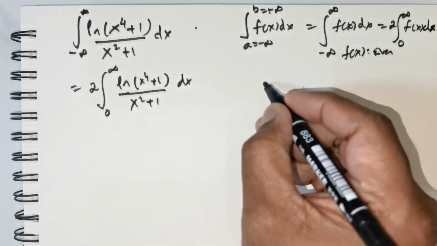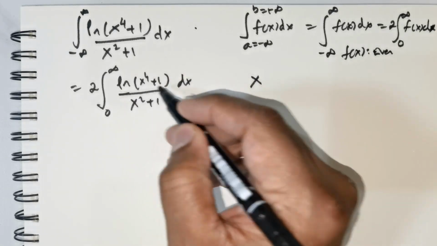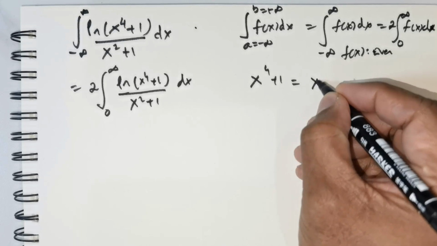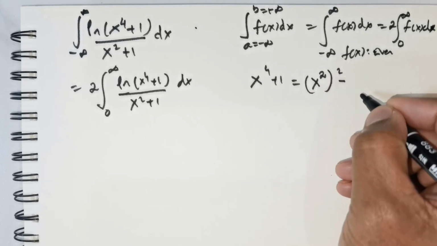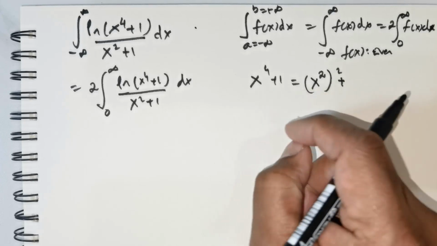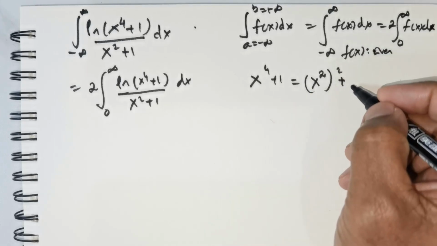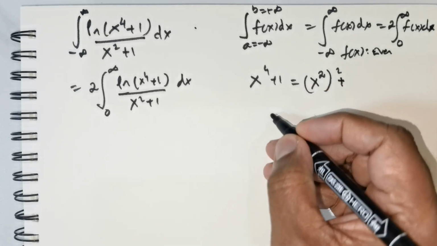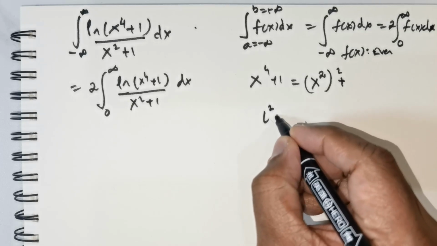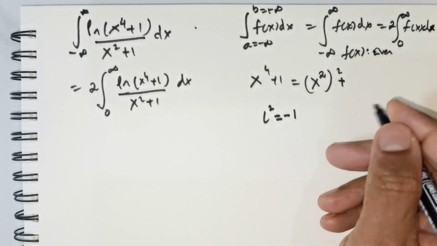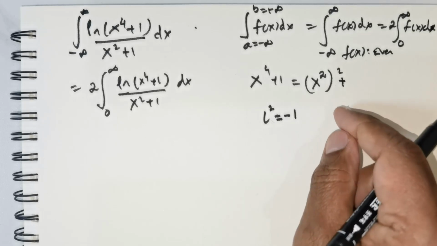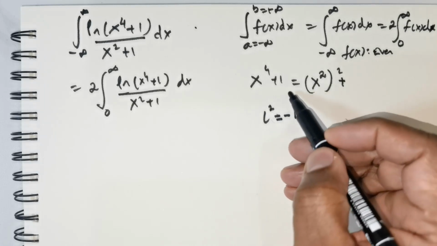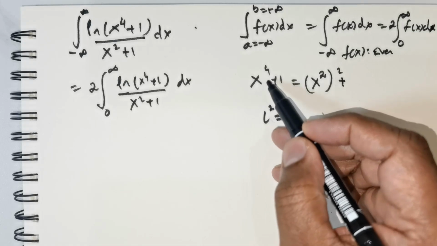Now I would like to somehow rewrite x to the power of 4 positive 1. Let me rewrite this as x raised to the power of 2, positive, and you got 1 there. Now I would like to know what other ways I can rewrite 1. From complex numbers we know that i squared is equal to negative 1. Is it possible for me to include 2 i's in such a way that when I multiply I will be able to get the quantity x to the power of 4 positive 1?